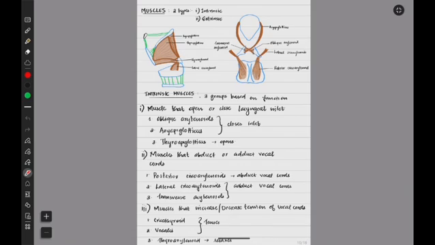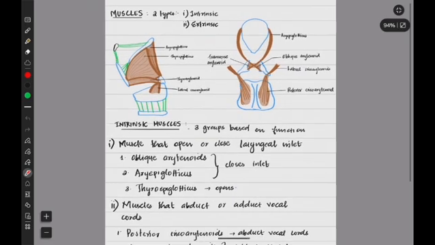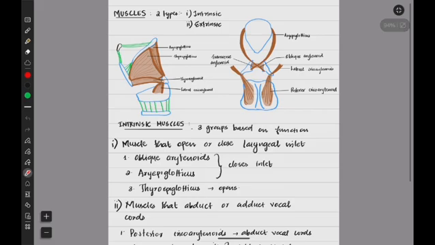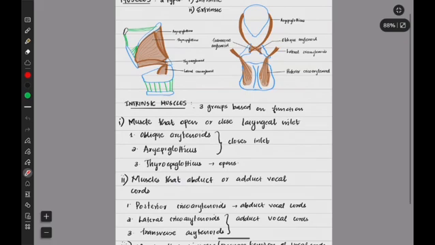So next we have to speak about the muscles. This is an important topic. It can be asked as a short answer, short essay, etc. There are two types of muscles, intrinsic muscles and extrinsic muscles. Intrinsic muscles are again divided into three groups based on the function they perform.